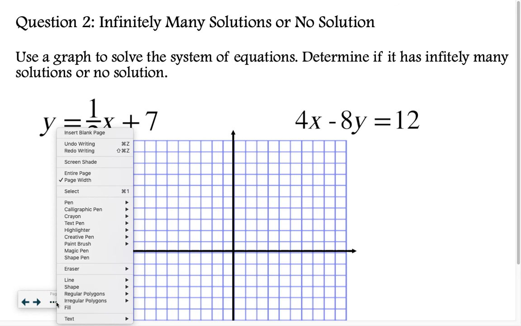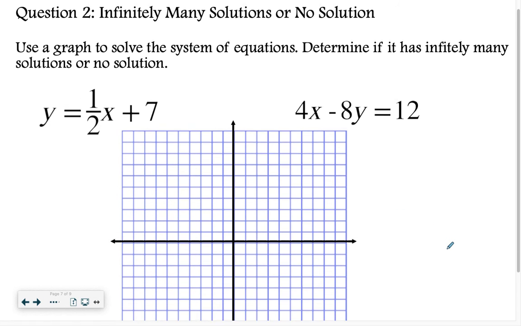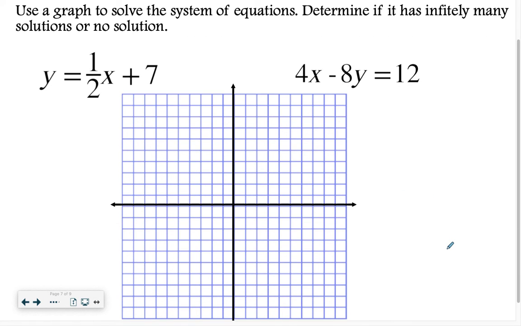All right. Now I want you to look at this problem on your own and determine if this problem has infinitely many solutions or no solution. Good luck.